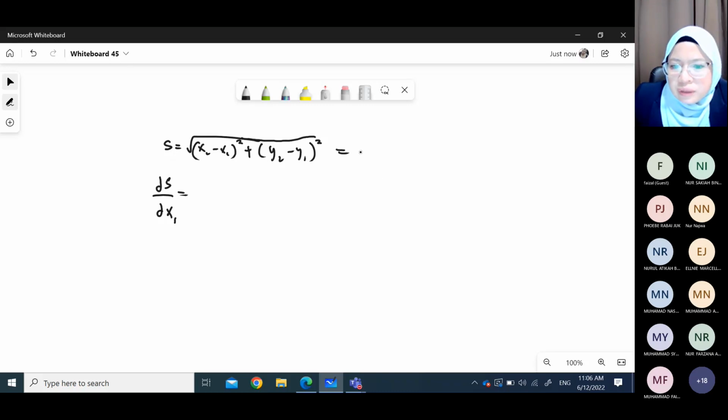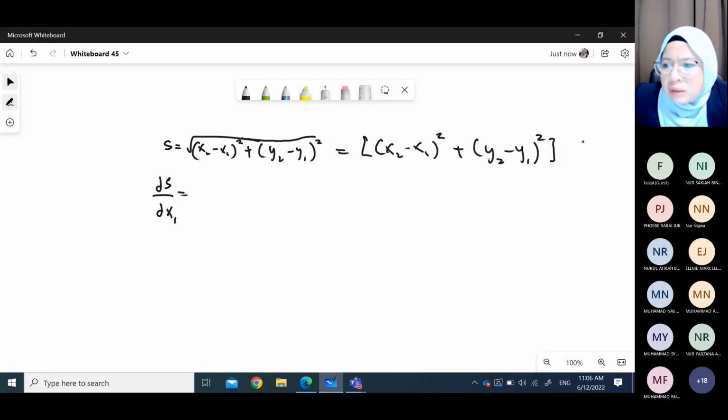Okay, so it is also equivalent to (x2 minus x1) to the power of 2 plus (y2 minus y1) to the power of 2, and the whole thing to the power of 1/2. Okay, so now we want to find the derivative with respect to x1 on s, and the rest will be constants. So x2 dia akan jadi constant, y2 constant, y1 is also constant.